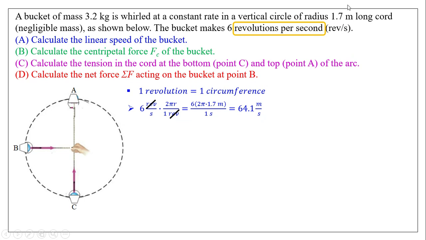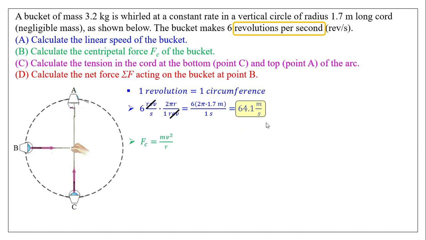At the very top in the wording, it says the radius of the circle is 1.7 meters long. If you punch this in the calculator, 6 times 2 times pi times 1.7, you should get about 64.1 meters per second. All right, now that we have the linear speed in meters per second, let's do part B.